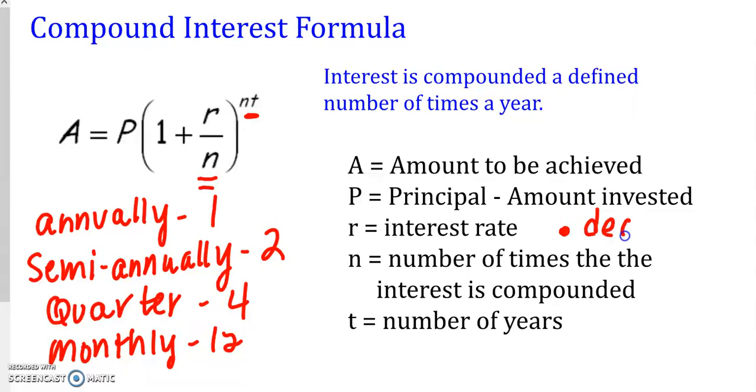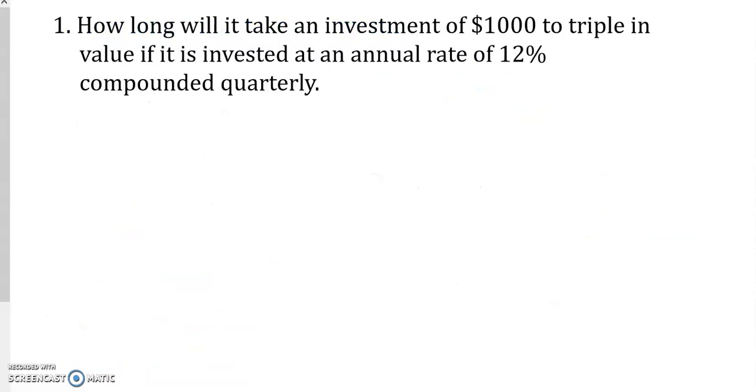The other thing that we need to focus on is that your interest rate should be in decimal form, okay? So you don't want to forget that, for example, 6% interest is really 0.06, and if you can't remember how to change an interest percent to a decimal, divide by 100. So let's look at our first example.